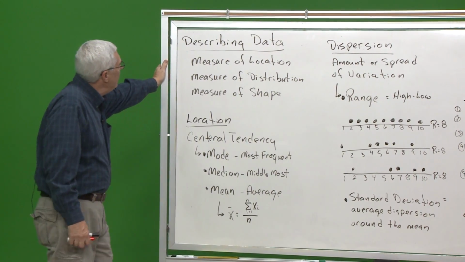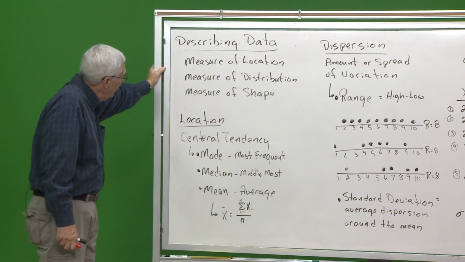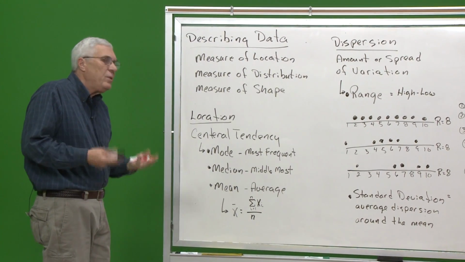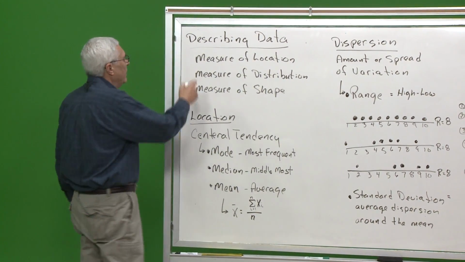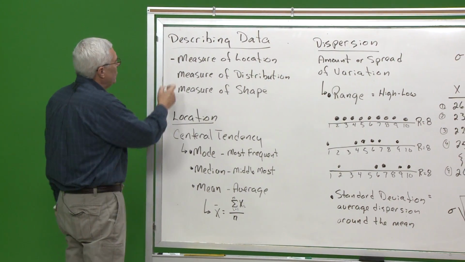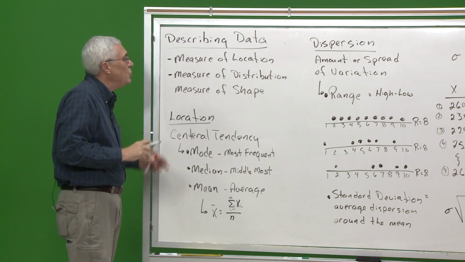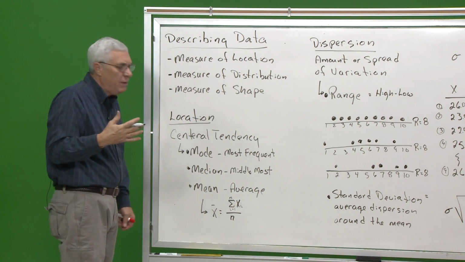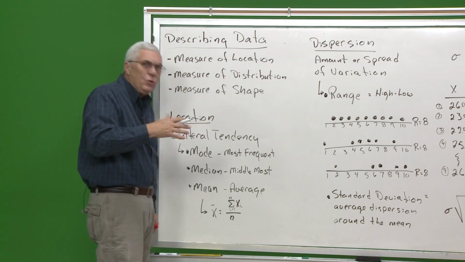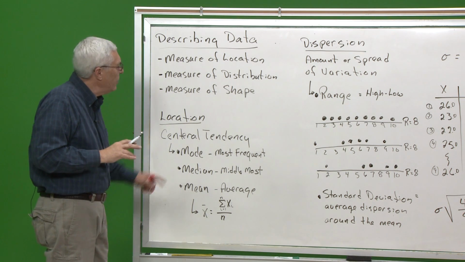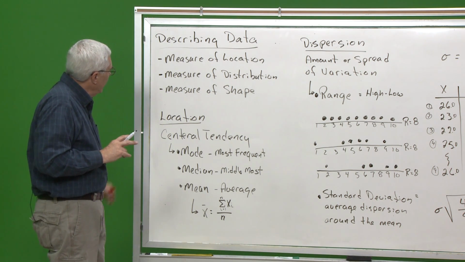All right, describing data. What we're going to look at here are three different descriptions: descriptions by measure of location, describing by measure of distribution or spread, and measure of shape, which, if you looked at the histogram video, you've already seen distribution curve shape. We're going to come back to that and just quickly review it.